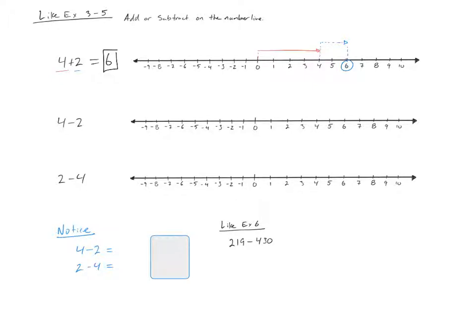Okay, but since it says add or subtract on the number line, I'm going to be showing this operation on the number line. So I'm going to go 4, so I'm starting right here at 0. I'm going to go to the right 4. And then because it says minus 2, that means I'm going to move to the left. So I'm going to start here and move to the left 2. Notice I get 2. So 4 minus 2 is equal to 2.